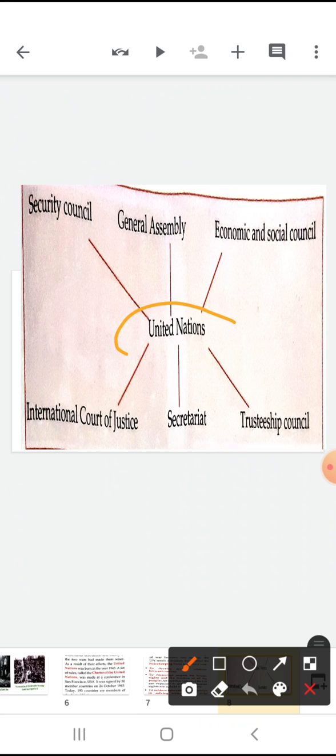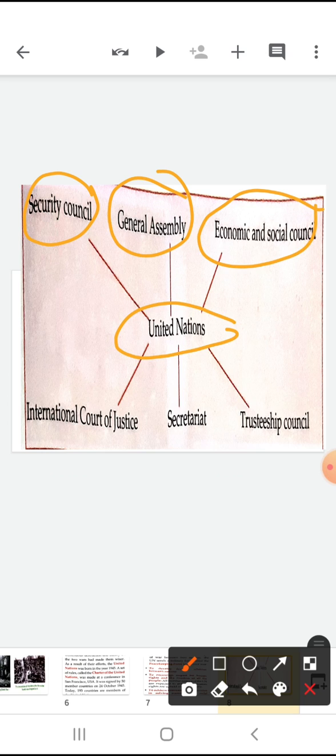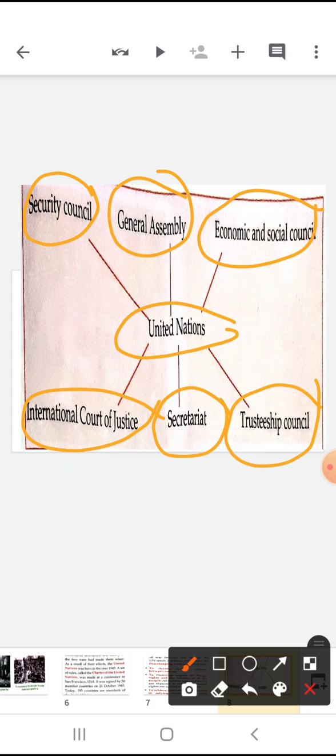Next, United Nations has Security Council, General Assembly, Economic and Social Council, International Court of Justice, Secretariat, Trusteeship Council. Okay, these six are the main bodies of United Nations.